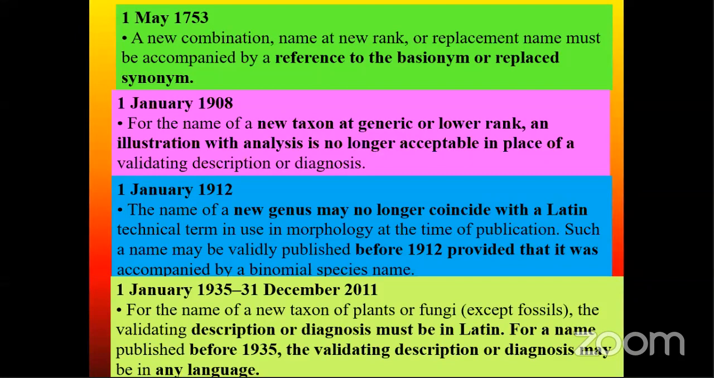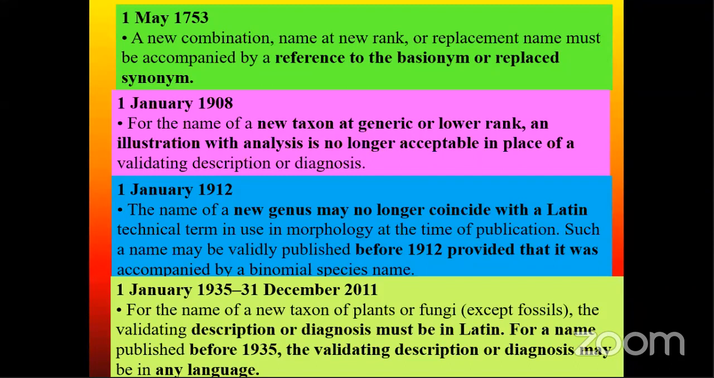Again, 1753, reference to the basionym or replaced synonym. So Linnaeus has named almost all the taxa available at the time. So when we are going to propose any taxa, we should check that the Linnaean name must be there in the Linnaean system. In January 1908, for the name of a new taxon at generic or lower rank, an illustration with the analysis is no longer acceptable in place of a validating description or diagnosis. This is one important thing.